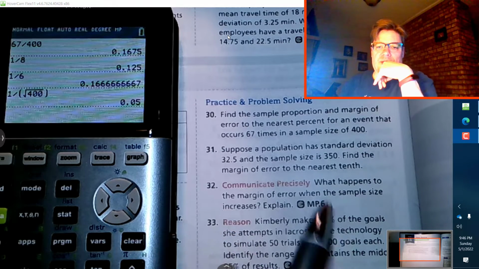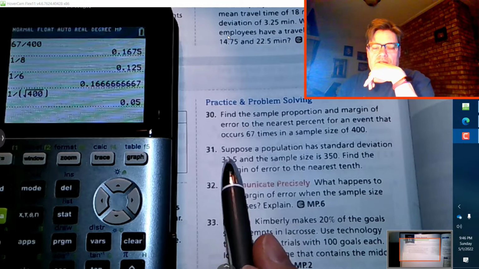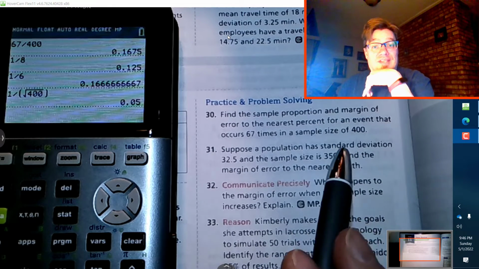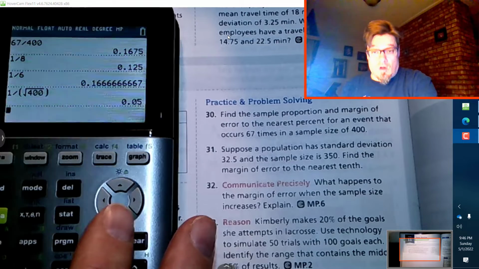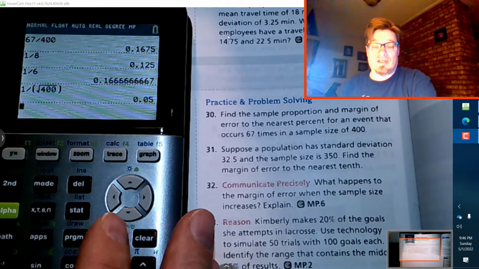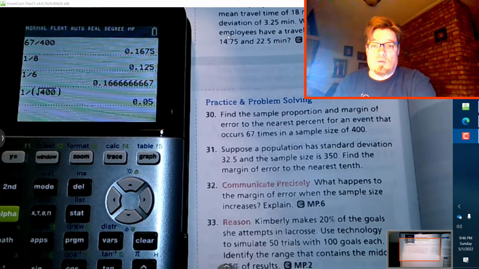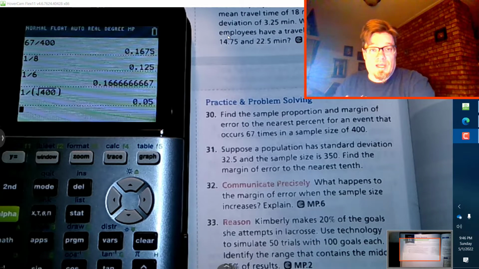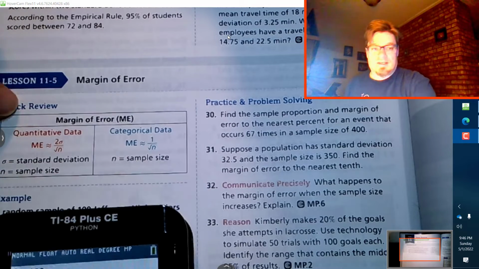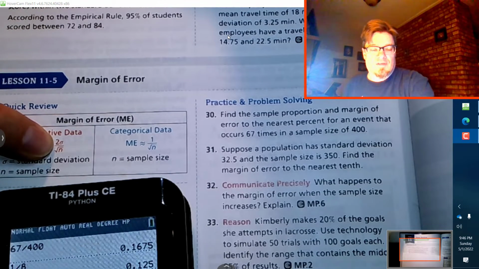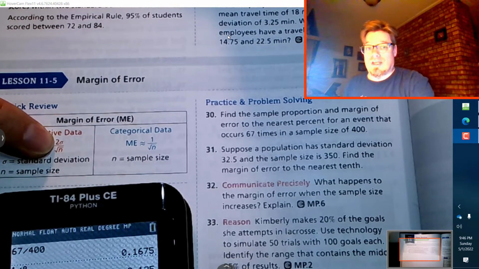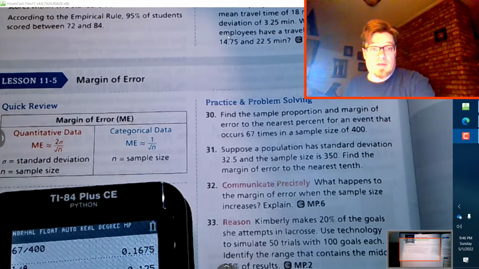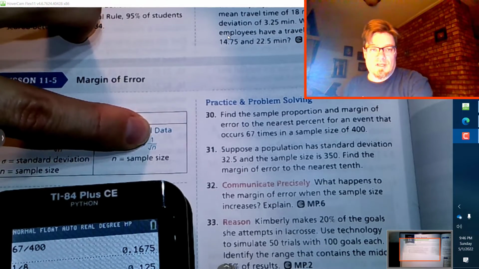Number 31, suppose a population has a standard deviation of 32.5 and a sample size is this. Find the margin of error. Okay, now we have a standard deviation. So if we have a standard deviation, we're not going to deal with percentages anymore. We're going to deal with this population. So that formula is here. So we take 2 standard deviations, okay? Remember, 2 standard deviations in the front and in the back is 95% of your data. Here we've got 100% of our data.